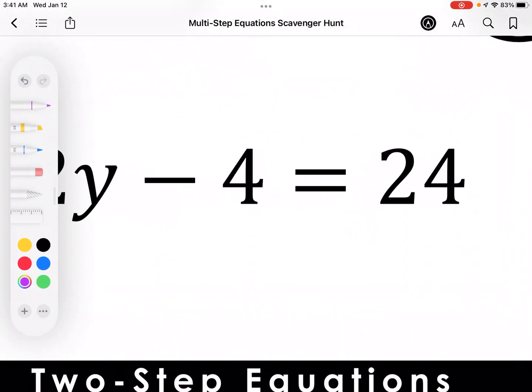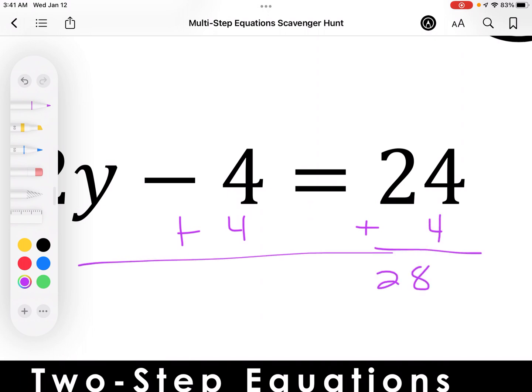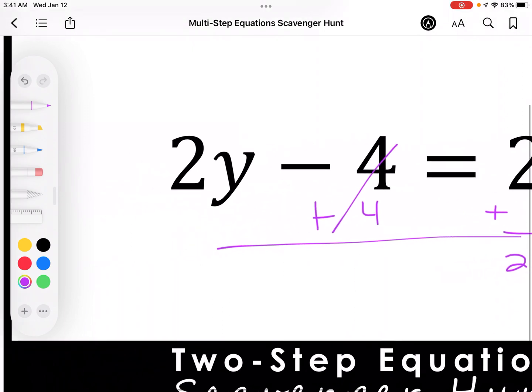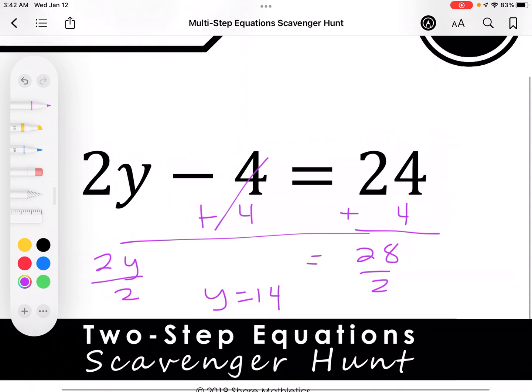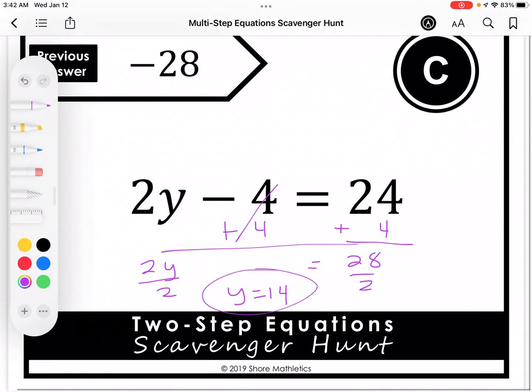All right, I'm going to add 4 to each side. So I have 28 equals 2y. I'm going to divide by 2 on each side. Y equals 14. That was really easy.